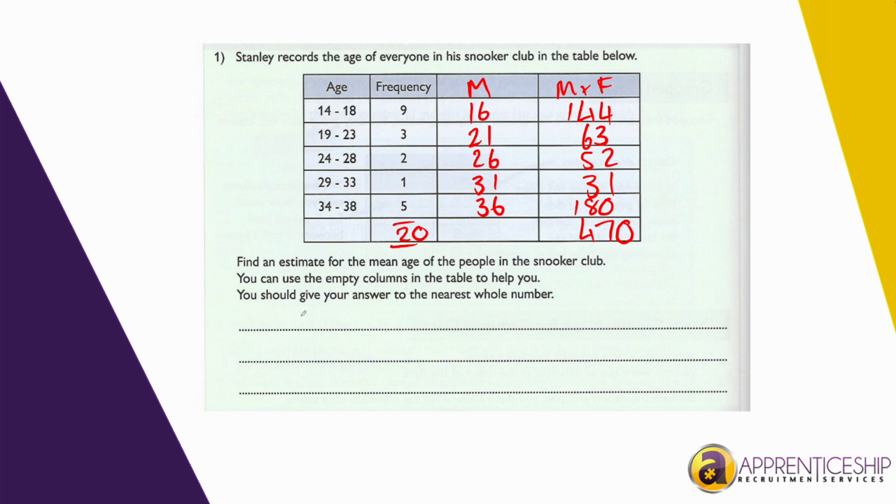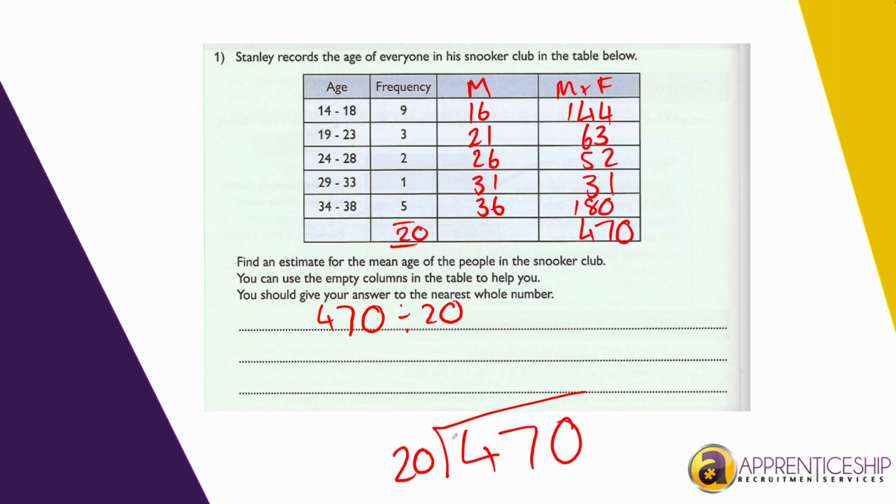So it's the total of this column, so 470 divided by 20. If we did that without a calculator, so 470, bus stop, 20. So 20s into 4 is none, remainder 4. 20s into 47 is 2, remainder 7. 20s into 70 is 3, remainder 10. So we put a decimal, 0, 10. 20s into 100 is 5. So the answer is 23.5. So the average age of everyone in this snooker club is 23.5.